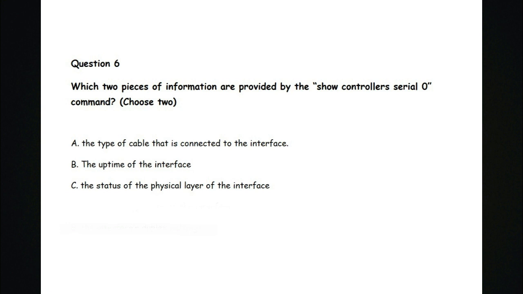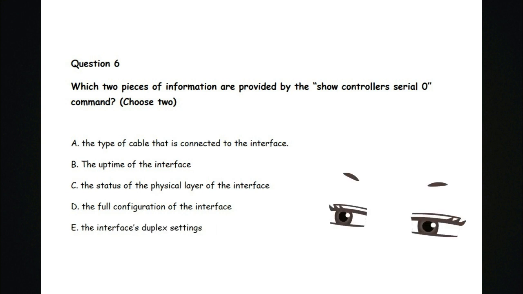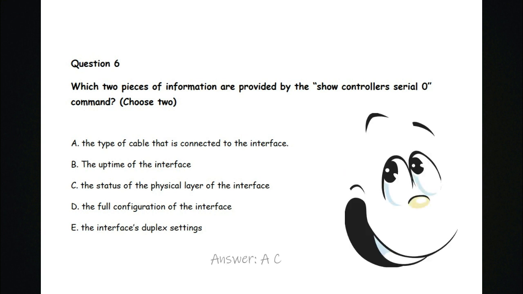Question 6. Which two pieces of information are provided by the show controllers serial 0 command? Choose 2. A. The type of cable that is connected to the interface. B. The uptime of the interface. C. The status of the physical layer of the interface. D. The full configuration of the interface. E. The interface's duplex settings. Answer is A, C.